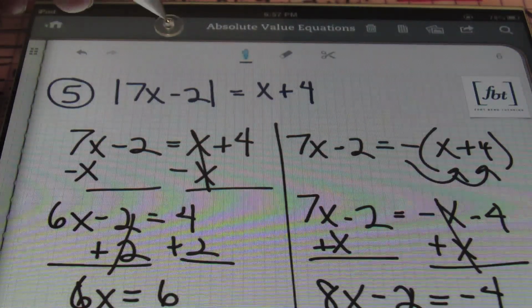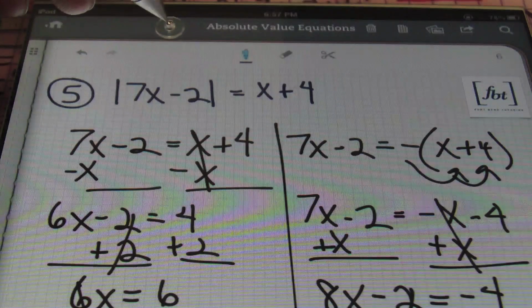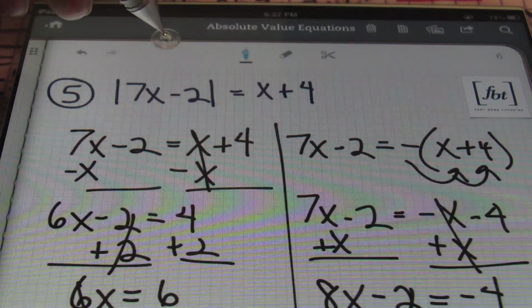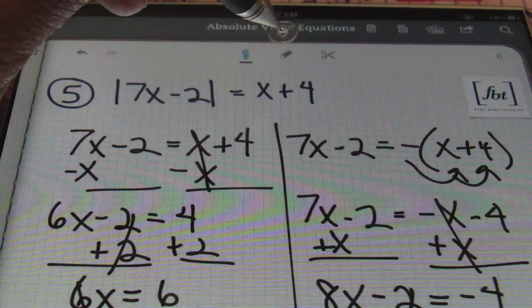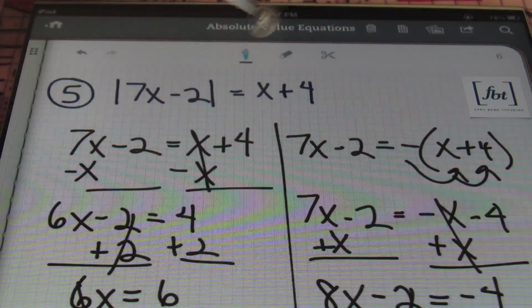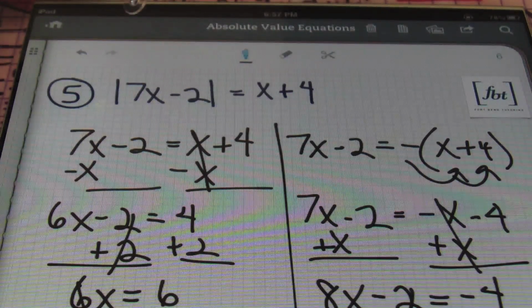then 7 minus 2 is 5. The absolute value of 5 is 5, all right? Then on the right side, 1 plus 4 equals 5 as well. So therefore, 1 checks out just fine. All right, that solution works.